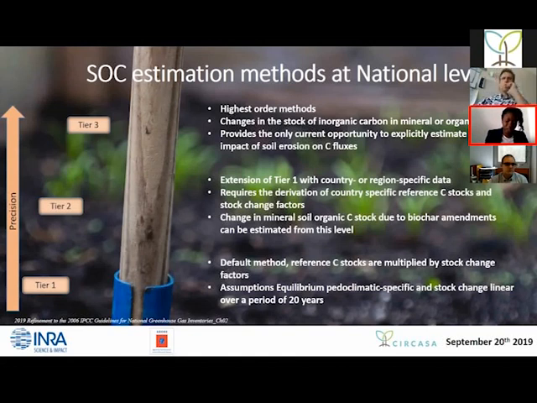Also, these methods can be used to model the loss of biochar carbon over time after its application to mineral soils. It also can help to capture other greenhouse gases that have not been taken into account in lower tiers. It can also help to estimate changes to net primary production associated with input of carbon to the soil organic carbon pool, as Jean-François mentioned.